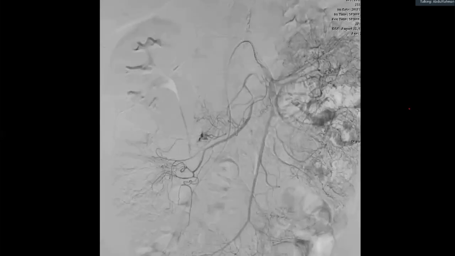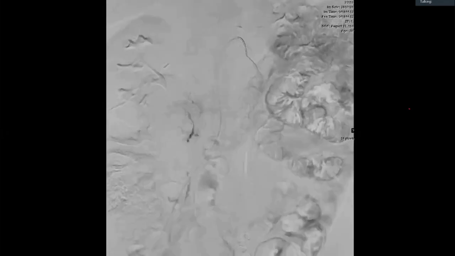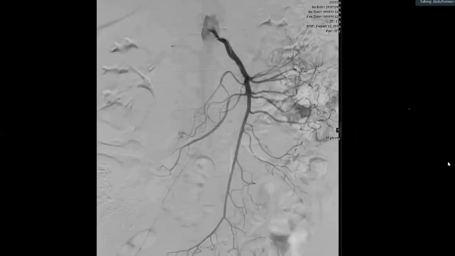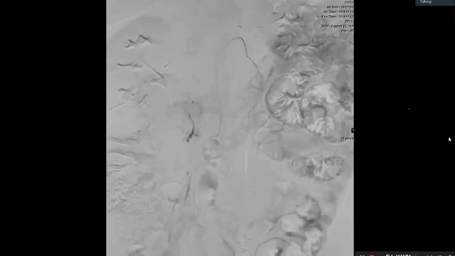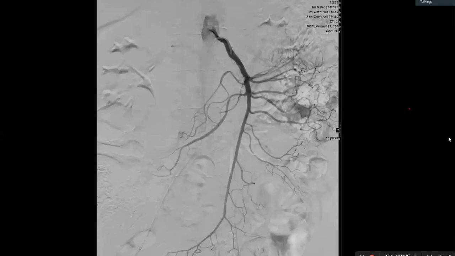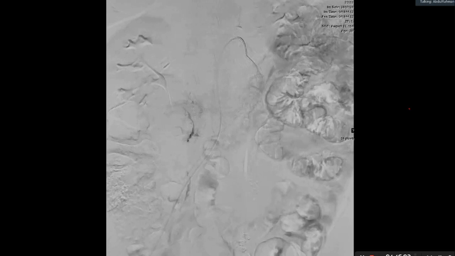As we go through it, what do you see? I'm going to go back to the first image, 2, 3. What do you see? This is a selective SMA angiogram. I'm going to show you further images of this run. This is the first image, second, and third. Any comments?